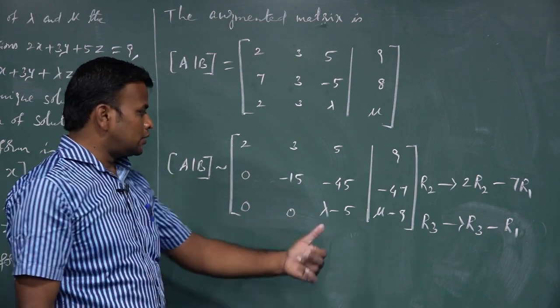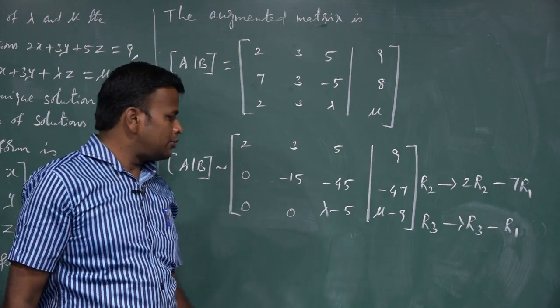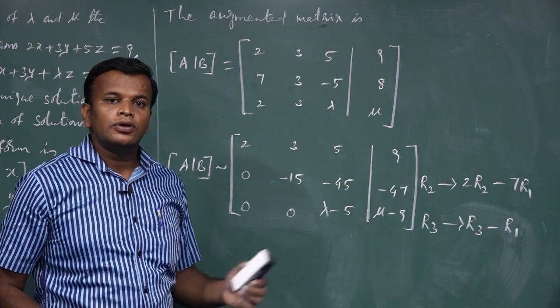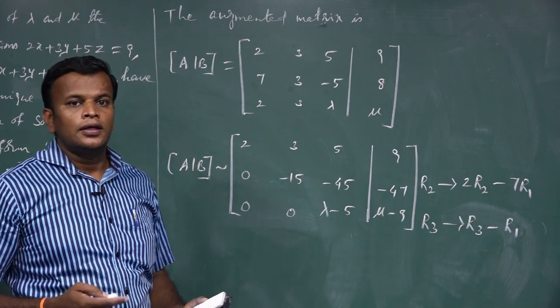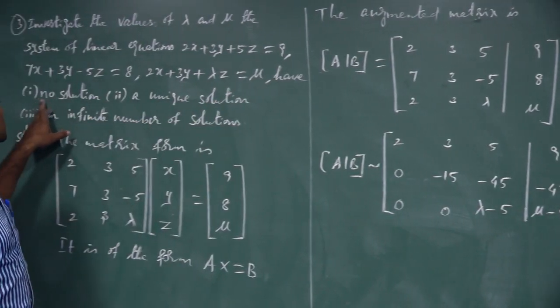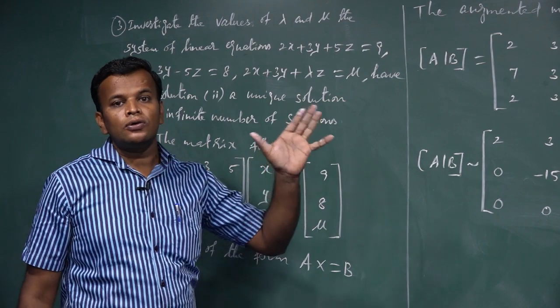Now you see it is in echelon form: the triangle-shaped part of elements is 0. So now it is in echelon form. Now we go in order. Okay, you see the question again. The first one: the given system has no solution. So the next heading is no solution.